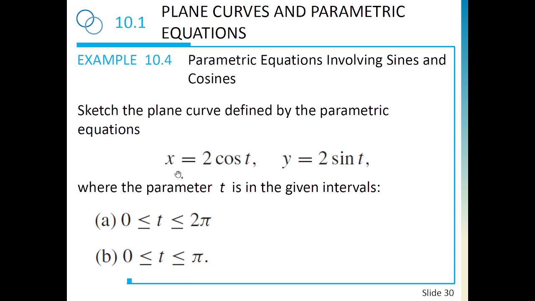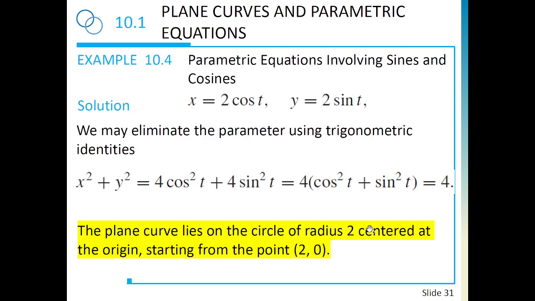Again here, if I compute x squared plus y squared, I'll get 4 cos squared plus 4 sine squared, which is equal to 4, right? So in this situation, I have a circle centered at (0, 0), radius radical 4, so radius 2. What's the starting point? Well, here at t equals 0, what do I get? Cosine 0 is 1, so I have (2, 0). So the starting point is (2, 0).